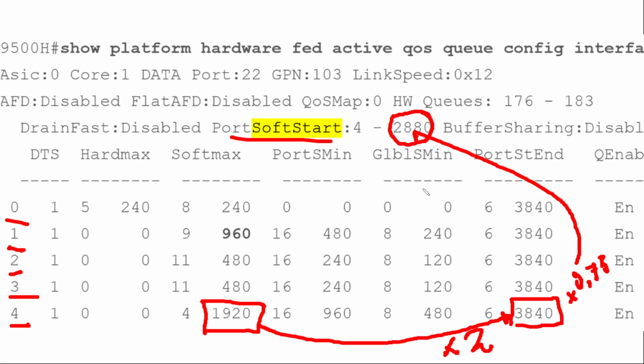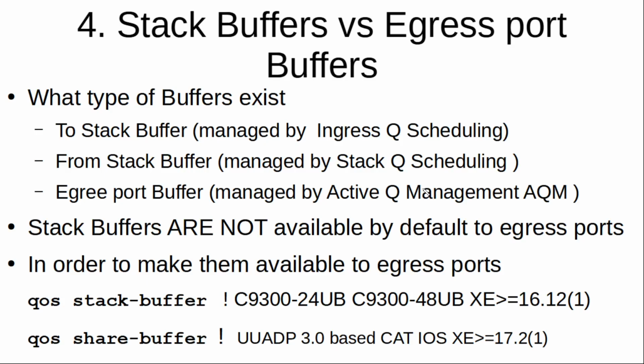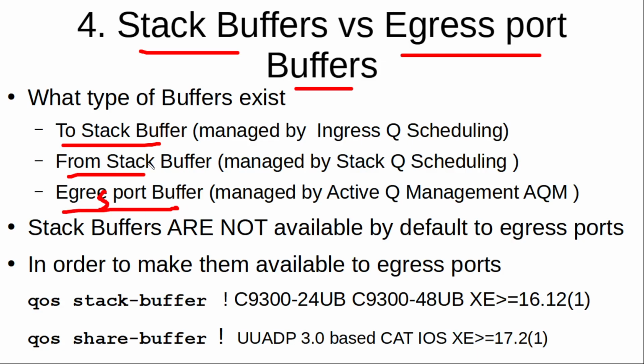Okay, so let's go to the final part of this session. We're going to talk about stack buffers and egress port buffers. There are actually several types of buffers in your Catalyst 9000. You have to stack buffers, from stack buffers, and egress port buffers.